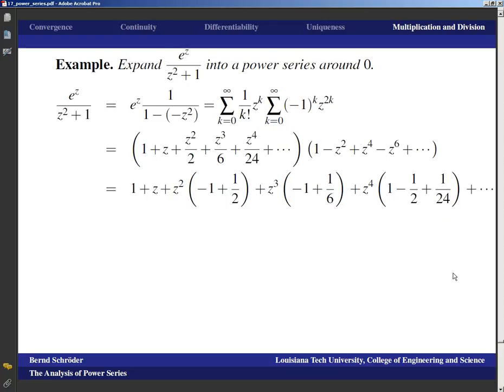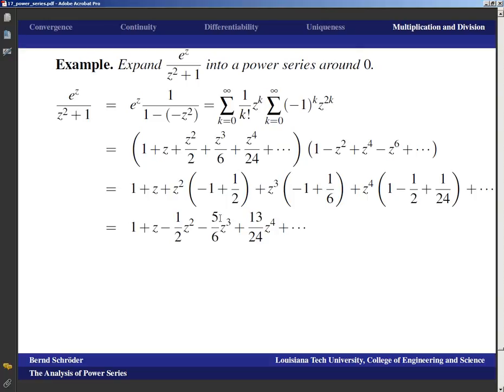And then we can just simply clean that up. So this, first of all, keeps going. And then we get, well, 1 plus z squared negative 1 times negative 1 plus 1/2 is negative 1/2. So that would be minus 1/2 z squared. Then we have minus 5/6 z cubed. And that works out. And then we've got 1 minus 1/2 is 12 over 24 plus 1 over 24 is plus 13 over 24 z to the 4th. And that keeps going like that.